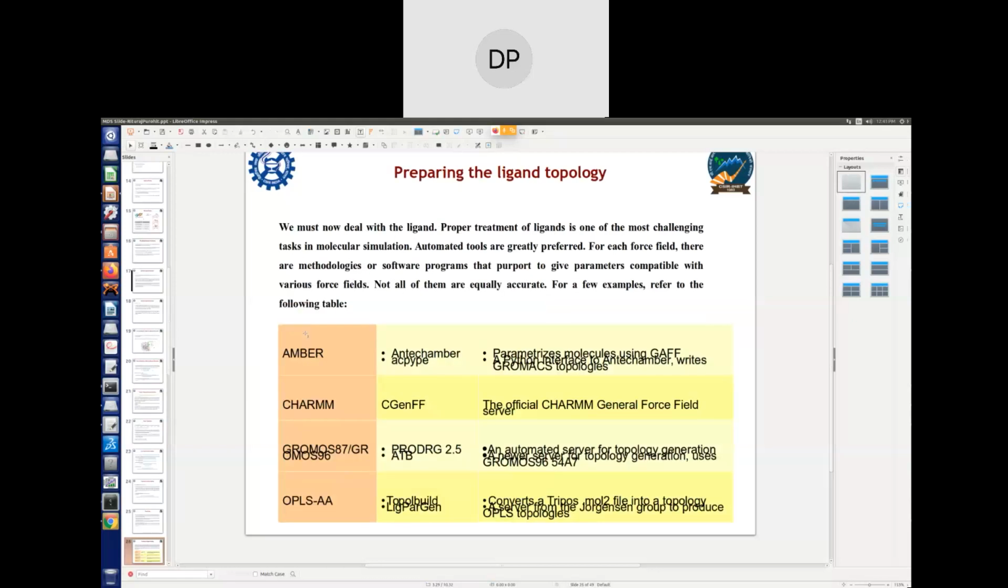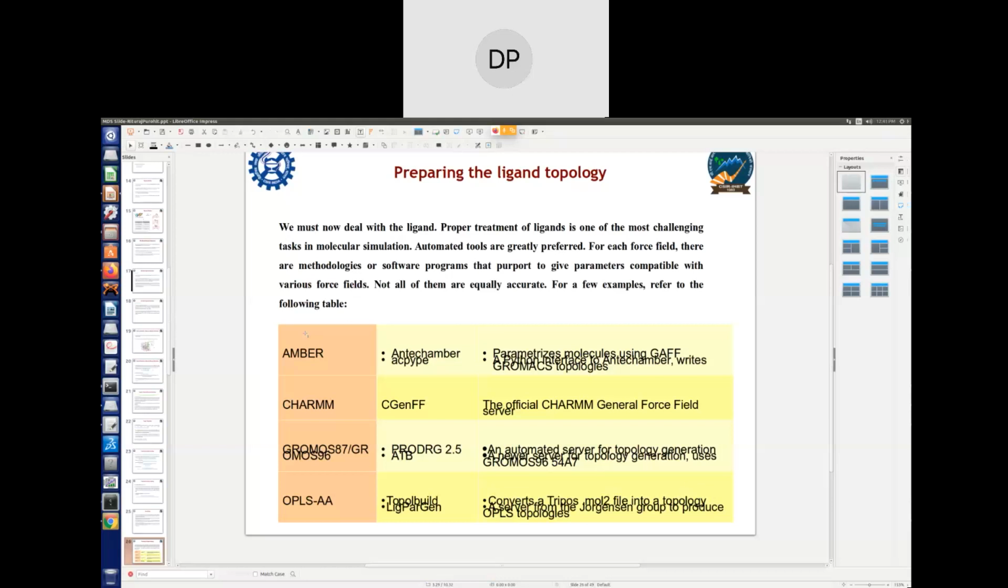Preparing the ligand topology, as I said, you need an external tool or program or server to prepare the ligand topology. We must now deal with the ligand. Proper treatment of ligands is one of the most challenging tasks in molecular simulation. Automated tools are greatly preferred. For each force field, there are methodologies or software programs that are supposed to give parameters compatible with various force fields. Now, not all of them are equally accurate.